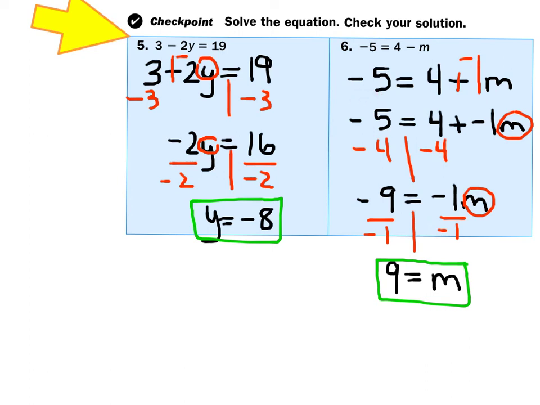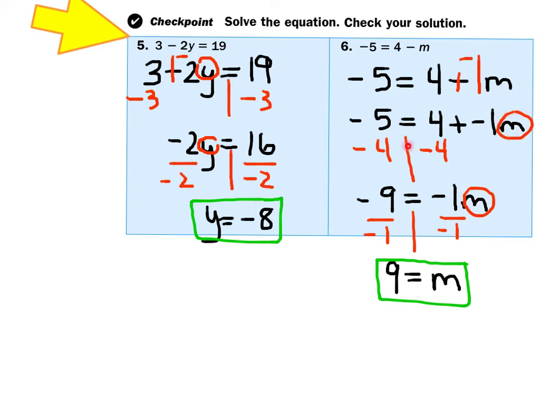Take a look over here at number 6. We have negative 5 equals 4 minus m. And remember the trick we talked about in class. See in front of that m, put a giant 1 so you can actually see it. And then where there's a subtraction, we're going to add a line and change the sign. So this should be negative 5 equals 4 plus negative 1m. And now you're ready to solve it.